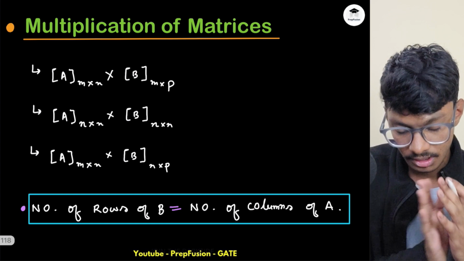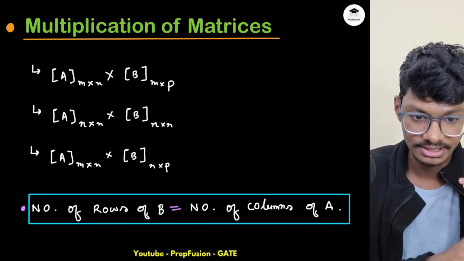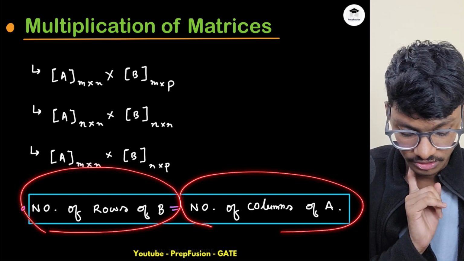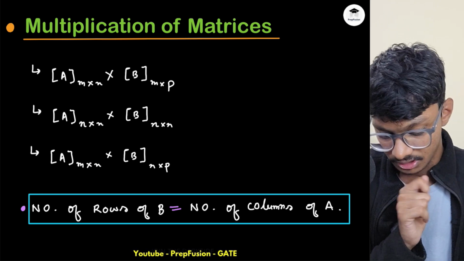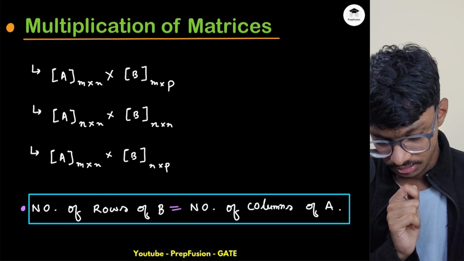So let's go to the next concept, that is the multiplication of matrices. So here in this case, for proper multiplication, the number of rows of B should be equal to the number of columns of A. What do I mean by that? The number of rows of B is this one, right? The number of rows of B is this one.